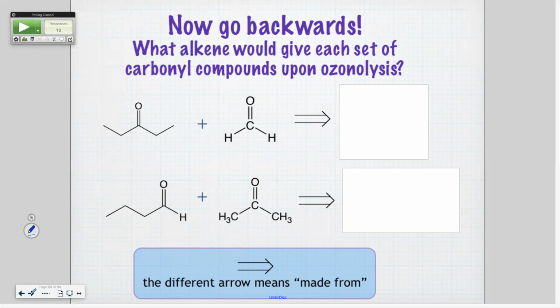Okay, so what alkene would give each set of carbonyl compounds upon ozonolysis? Now, you see this little arrow? This is referred to as a retrosynthetic analysis arrow. It means, what could this be made from? Okay, we're going to make both of them in one step. So, stick them together, kind of like we did the permanganate.